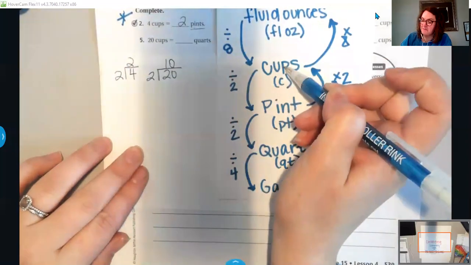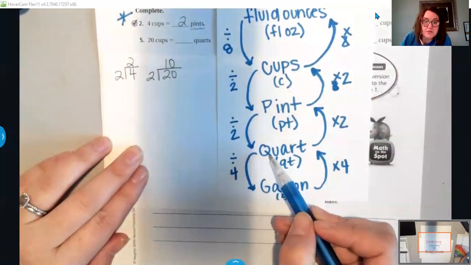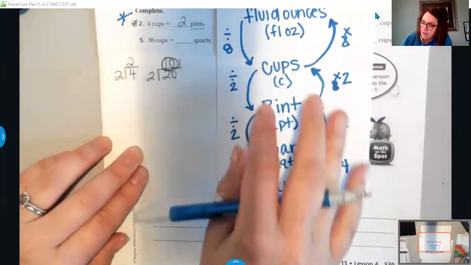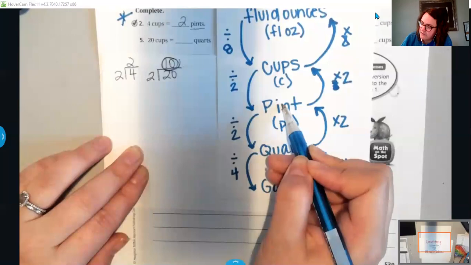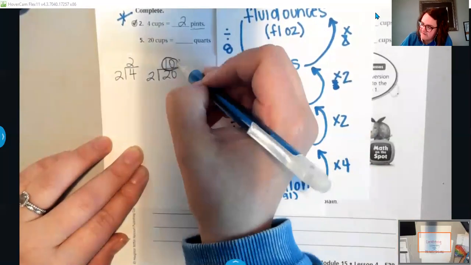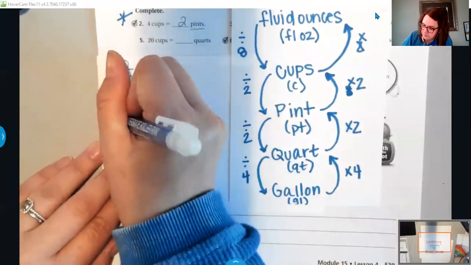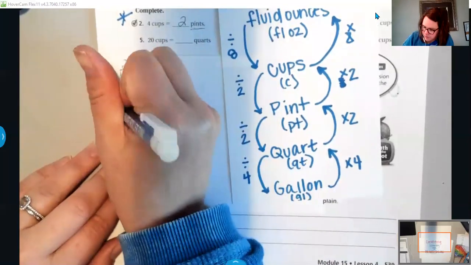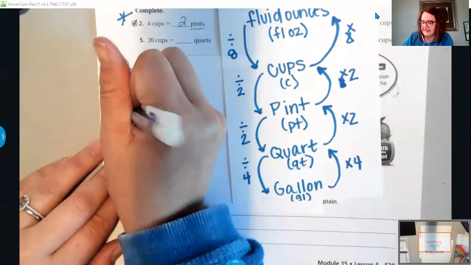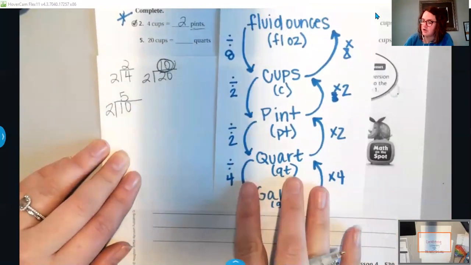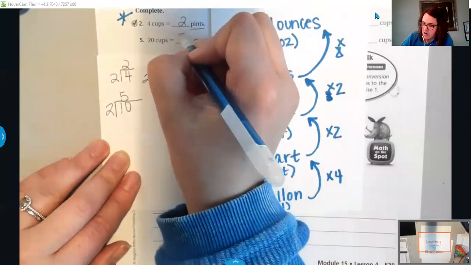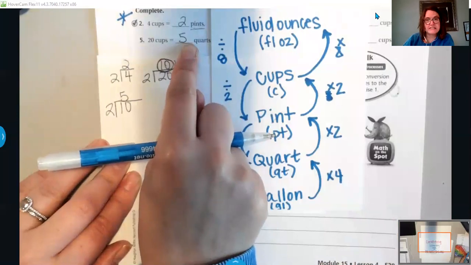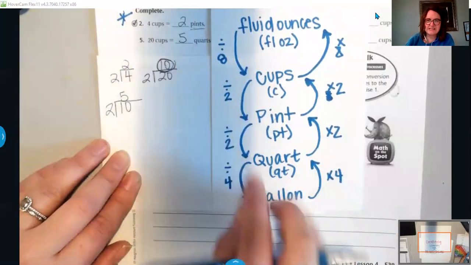So now we've gone from cups to pints, but we've still got to go to quarts. We're not there yet. And this is my new number. So I am going to now look from pints to quarts. I've got 10. And what do I do? Divide by 2. And 10 divided by 2 is 5, which means there are 20 cups in 5 quarts, or it takes 5 quarts to equal 20 cups.